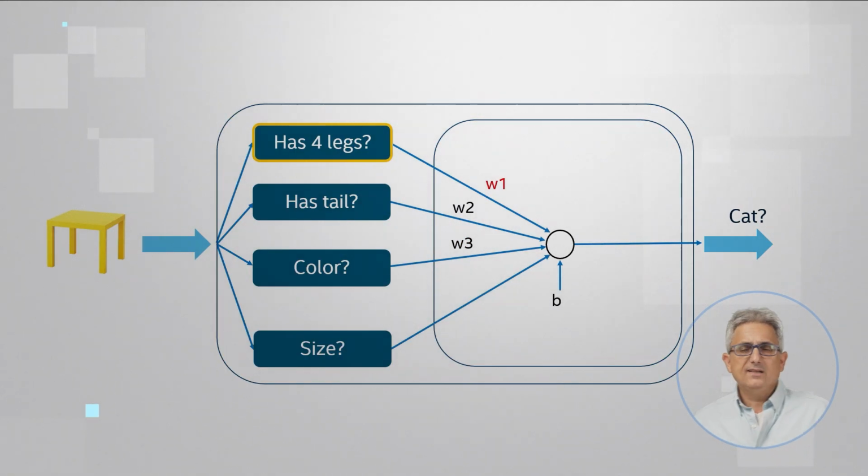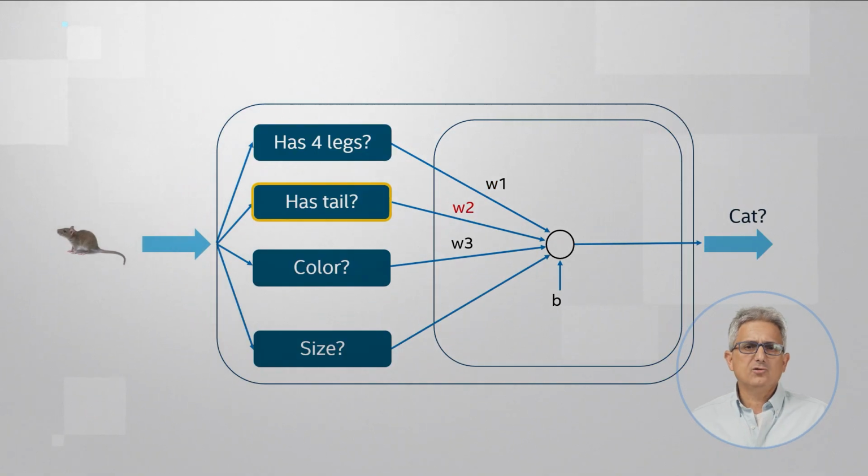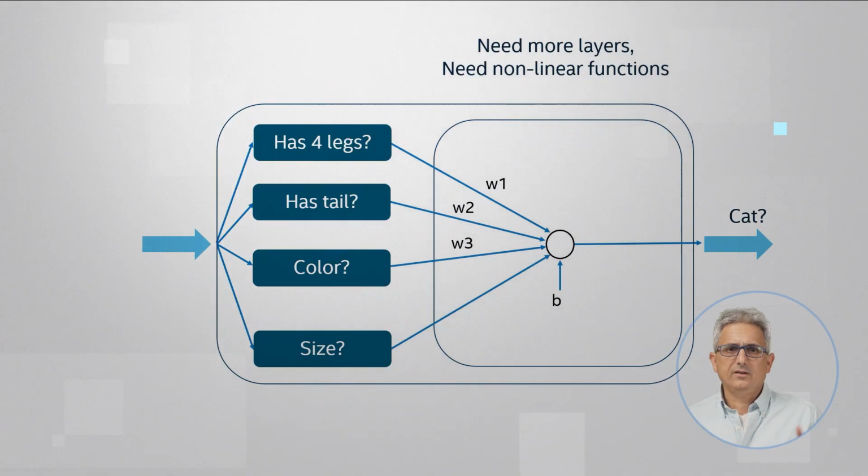And this object has also 4 legs. We need to change W1. And this object also has a tail. So we need a much more complex function if we want to be able to detect all of these cats and not to detect rats, tables, and others.